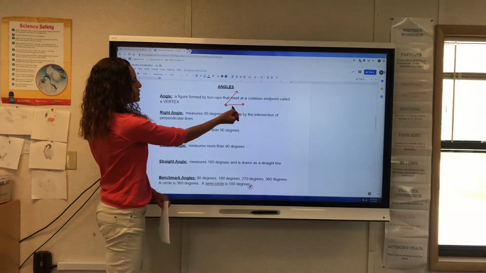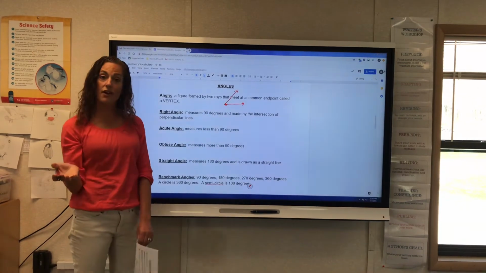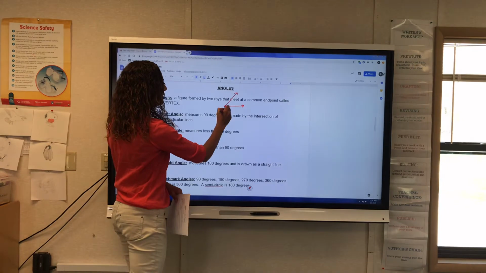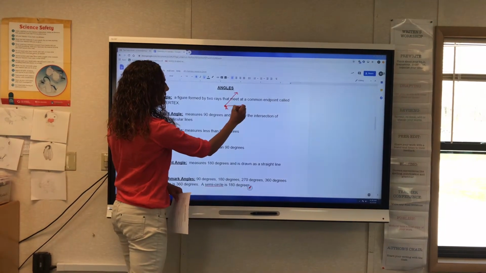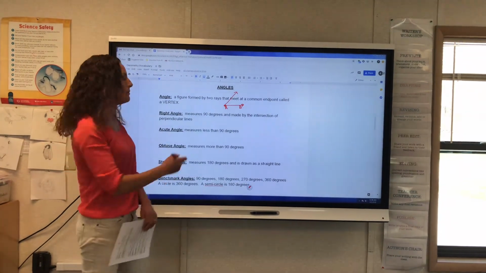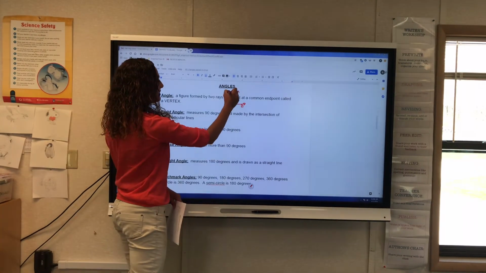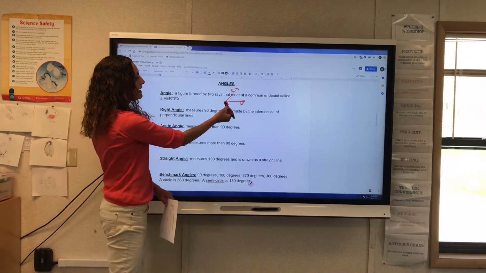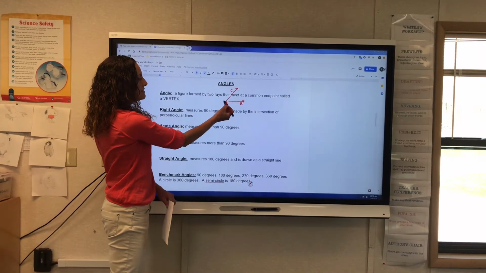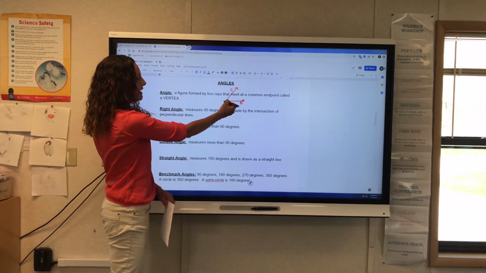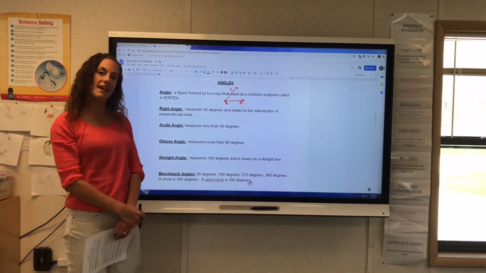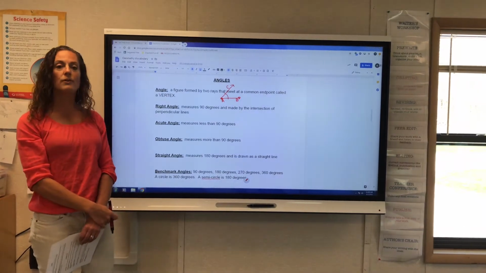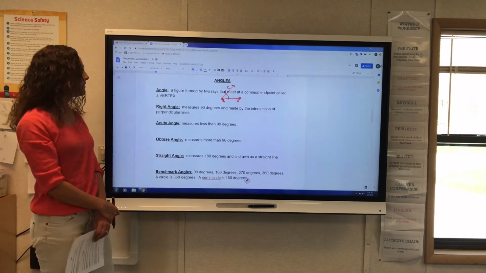So there's two rays, and we could label these rays with points. So we could call this ray A, B, and we could call this ray A, C, okay? So we could say ray AB is intersecting with ray AC, forming this angle. And this is the angle that it forms. Okay, so two rays form an angle.